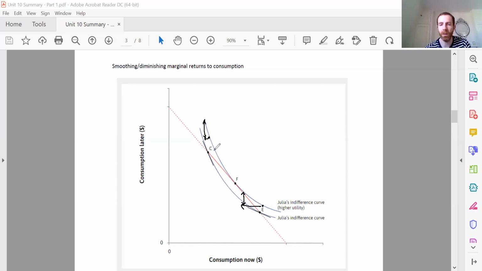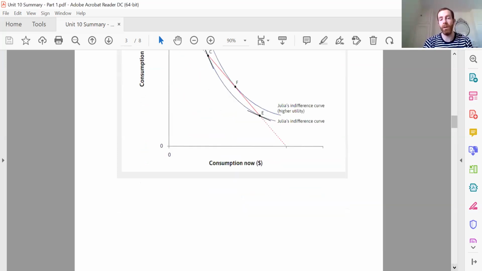Taking both of these together, the shape of this indifference curve indicates that a person would be happier in this middle ground where they're getting a similar level of consumption now and later on. That seems pretty reasonable: if you look at people's behavior in general, that's what they tend to do. They tend to smooth their consumption. So that's one reason for the shape of these indifference curves.